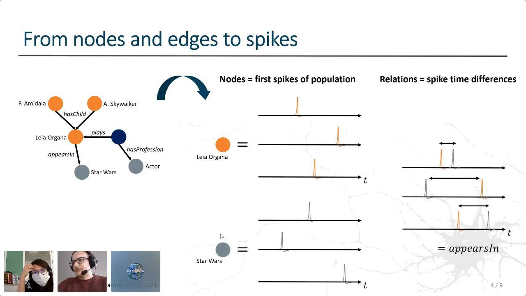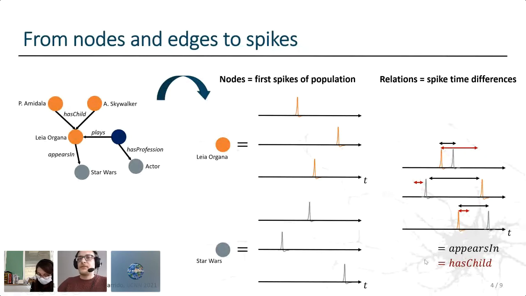And relations are then represented as spike time differences between these patterns. So we take the spike time difference between the first neurons of the populations, between the second neurons of the populations, between the third neurons of the populations, and so on. And then we compare this to the expected spike time differences, the ones that we expect to see when this relation is true. So Leia Organa appears in Star Wars should be true, so these should match. Of course, when we compare it to another relation like has child, this doesn't make sense. So there should be a mismatch, a big mismatch actually.